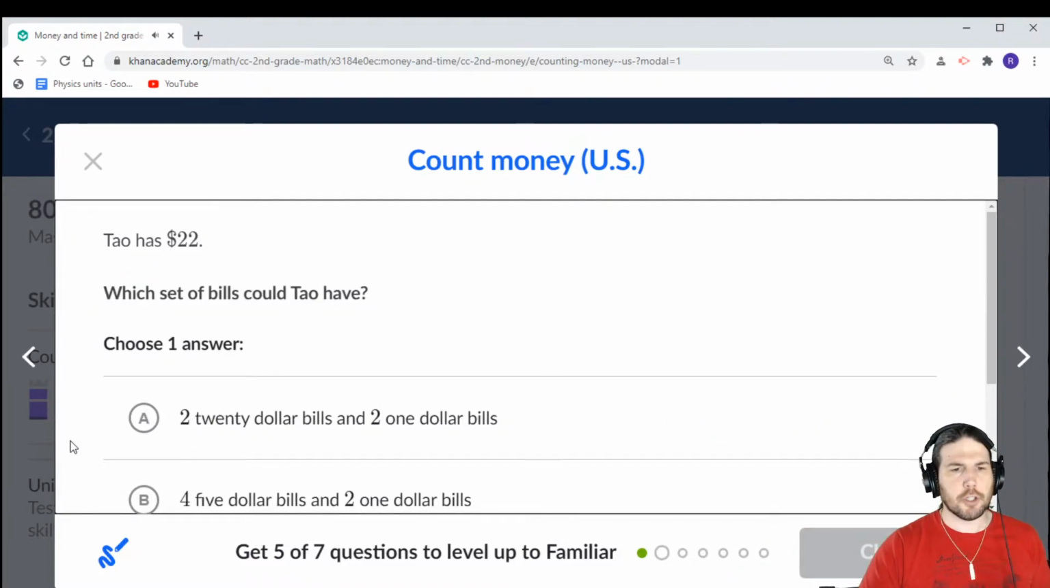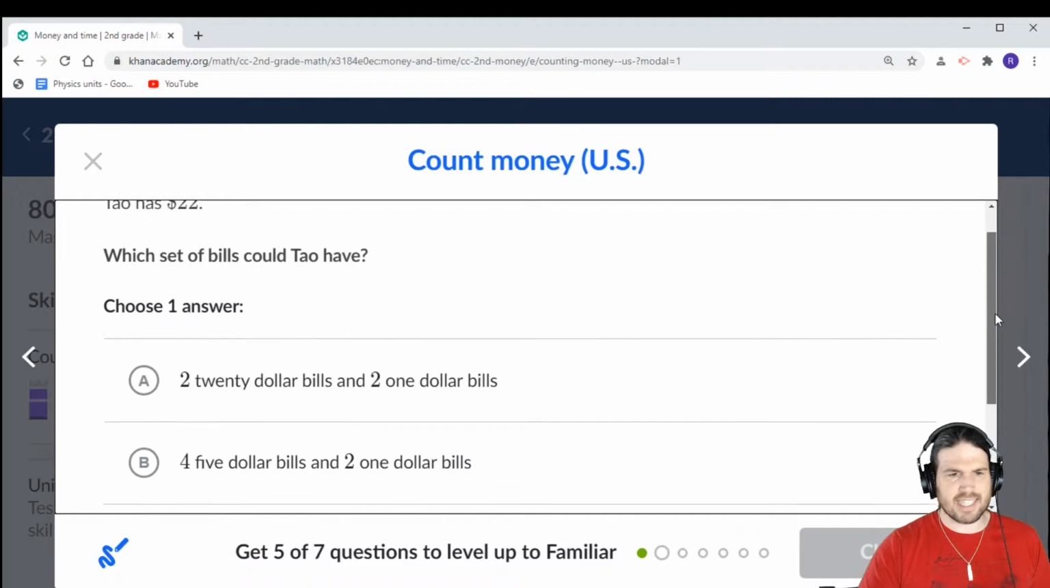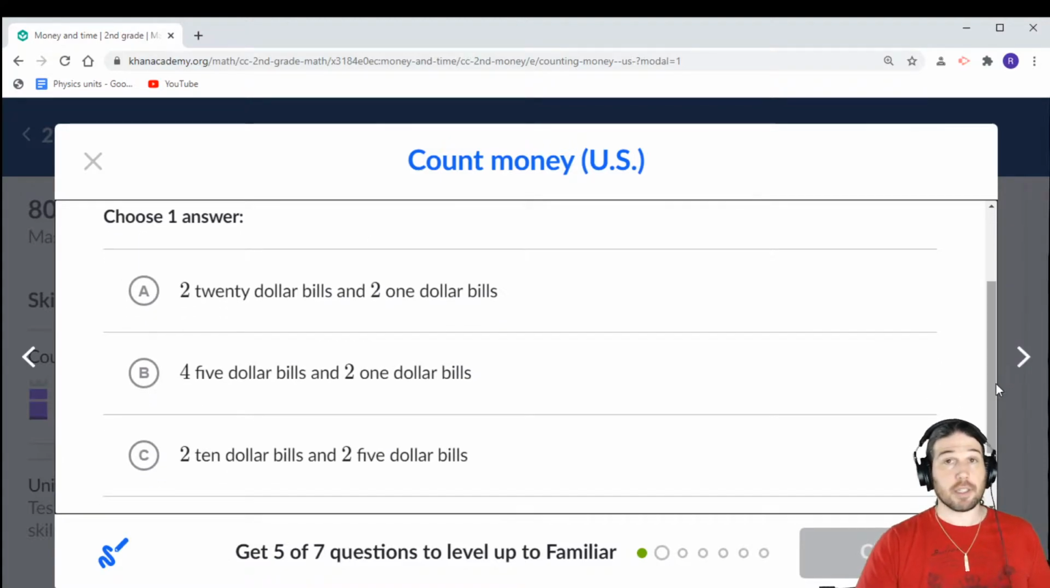Tao has $22. Well, let's see. Two $20 bills is too much already, so that's no good. 5 $4 bills, that makes $20, and two $1 bills. Now, really quick, I want to talk about this a little bit because what I'm doing is multiplication. But what your student will be doing is counting by 5s or counting by 10s, right? Especially with these dollar bills.